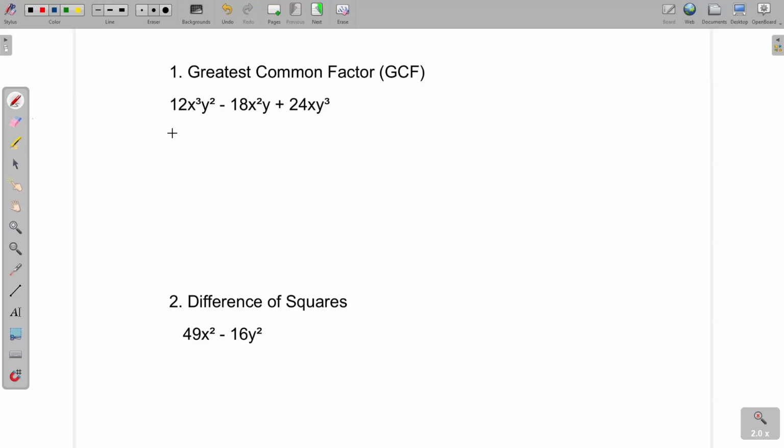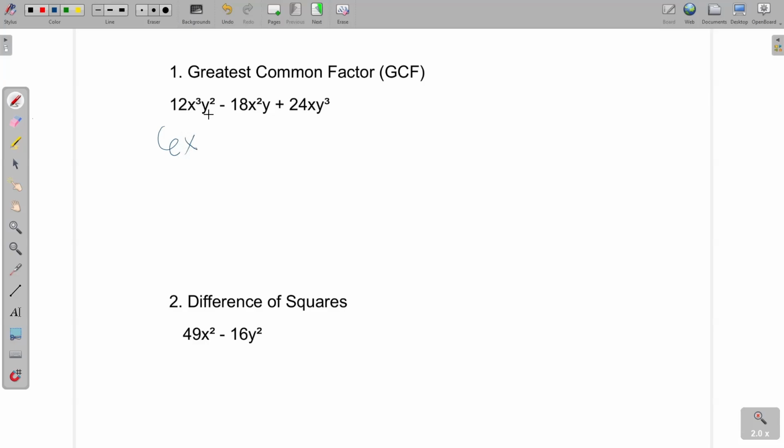So for the coefficients, we have 12, 18, 24. What can we pull out of those? A 6. So we know we can pull out a 6. What else do we have here? They all have at least one x, so we know we can pull out an x.